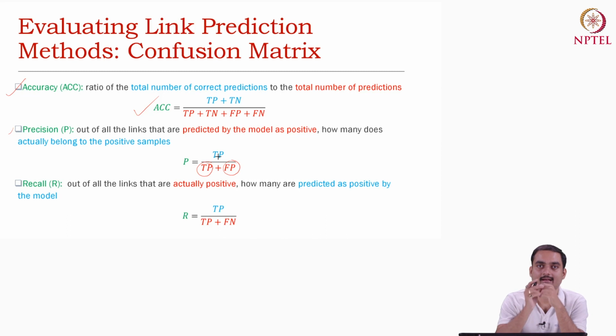TP and FP, and out of them how many are correct? TP. So this is TP by TP plus FP. This is precision. What is recall?